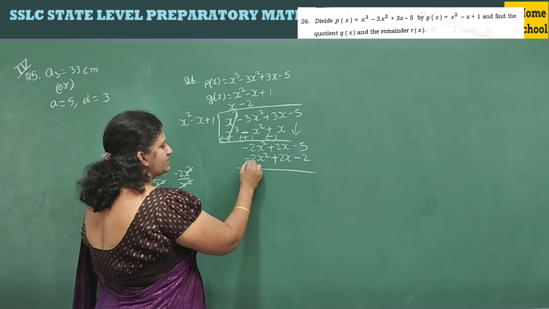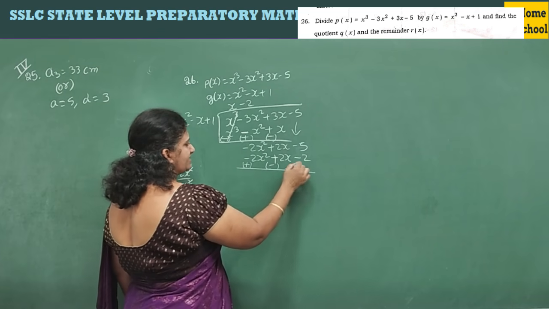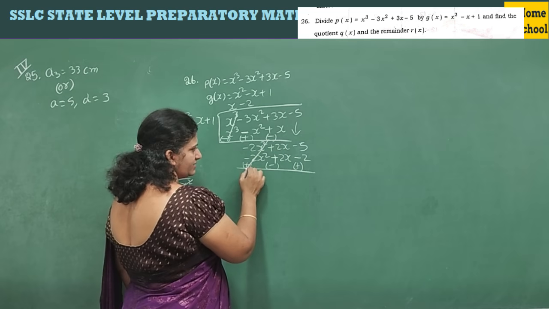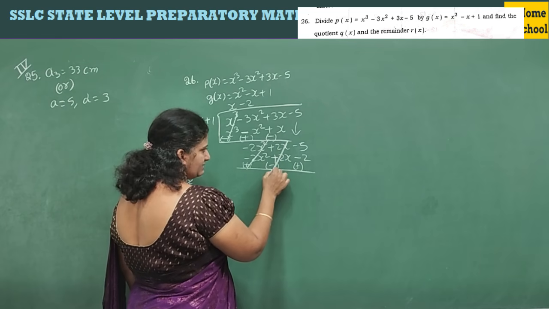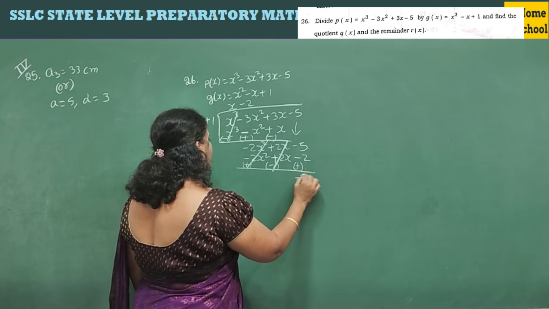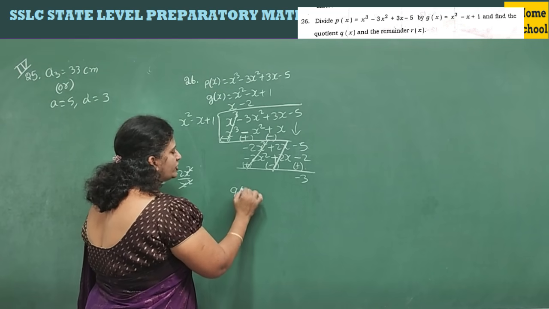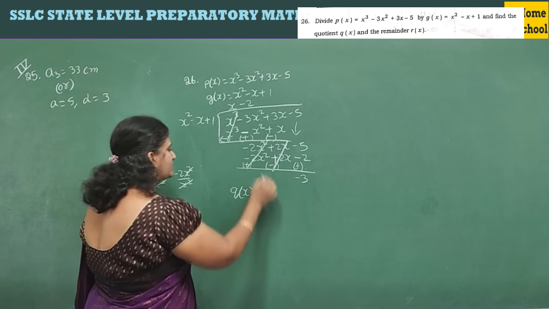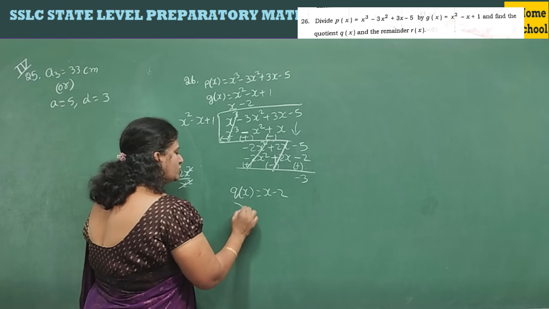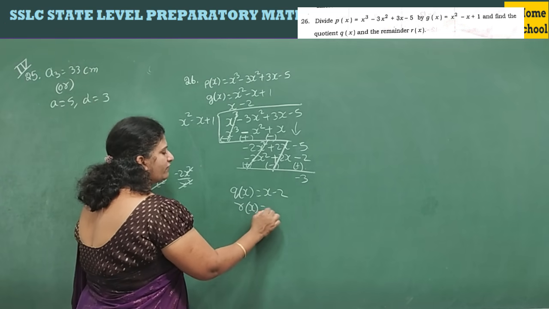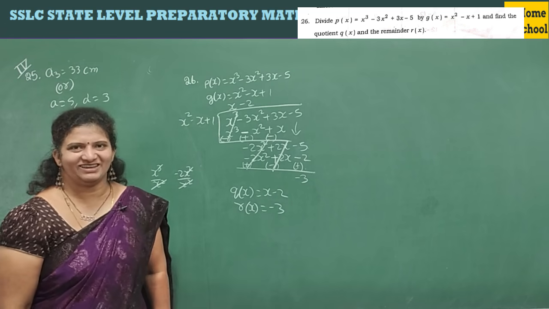Now again subtract the equations and change sign. Cancel. This will be cancelled. Minus 5 plus 2 will be minus 3. So finally, what is your quotient, children? Quotient q of x is equal to x minus 2 and remainder r of x is equal to minus 3.